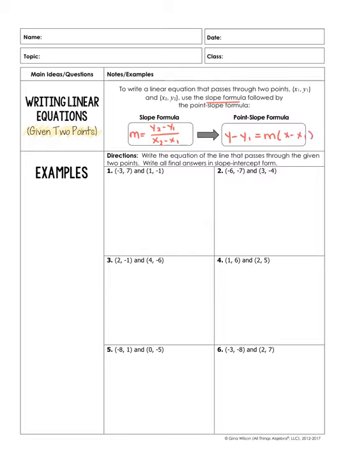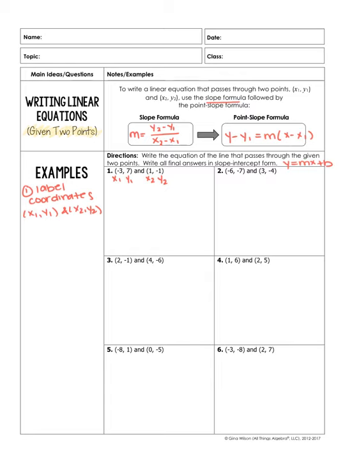All right, so let's do a couple examples. It says write the equation of the line that passes through the given 2 points. Write all final answers in slope-intercept form, which remember that means our answers need to look like y equals mx plus b. So the first thing you're going to want to do is label your coordinates. So you're going to label your coordinates x1, y1, and x2, y2. So if we label my x1, y1, that will be my first coordinate. My second coordinate is x2, y2.